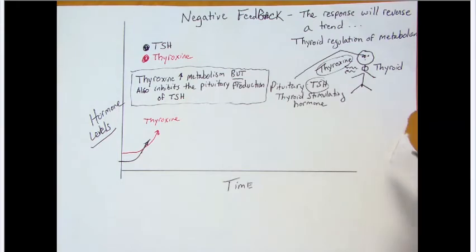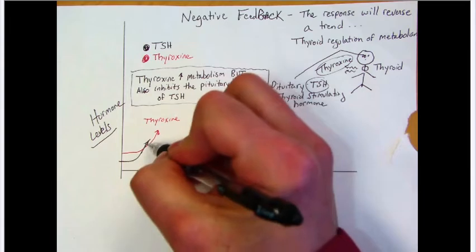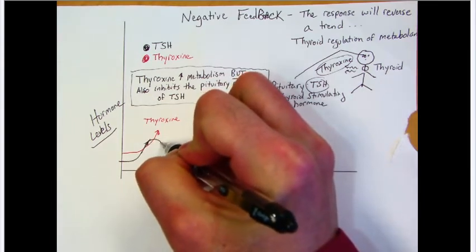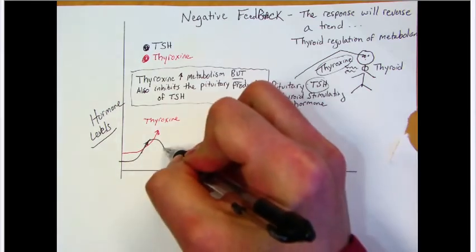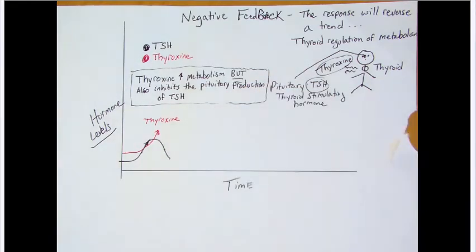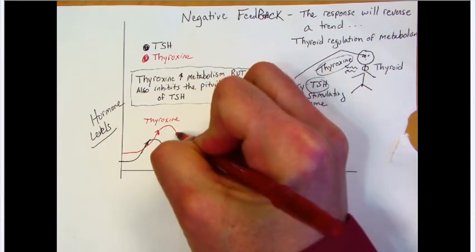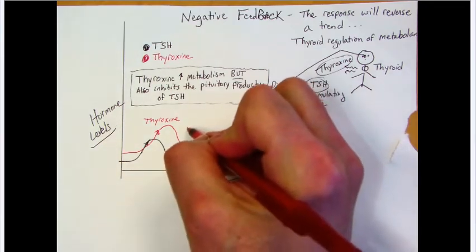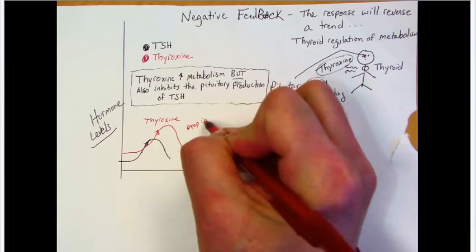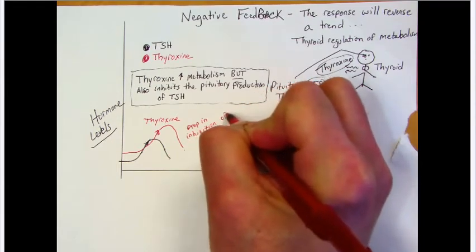All right. So as thyroxine levels have gone up, the TSH levels are going to be inhibited. So they will start to drop. And as a result of that, there's less stimulation of the thyroid. And so the thyroxine levels drop, and that's going to cause a drop in the inhibition of the pituitary.